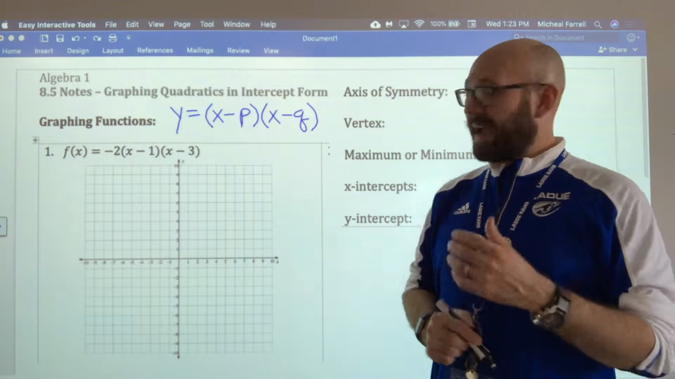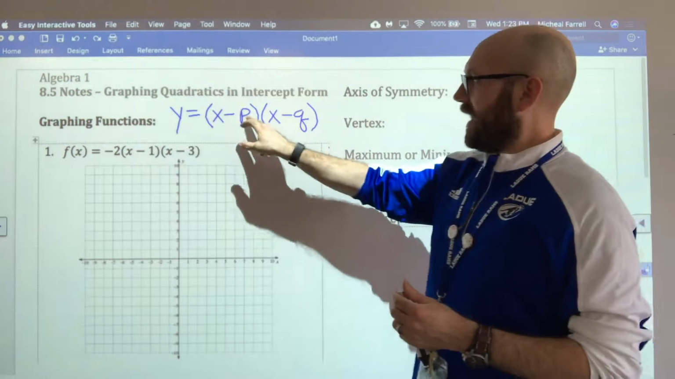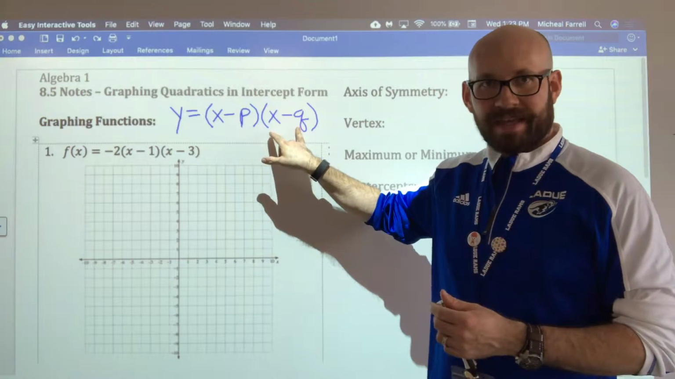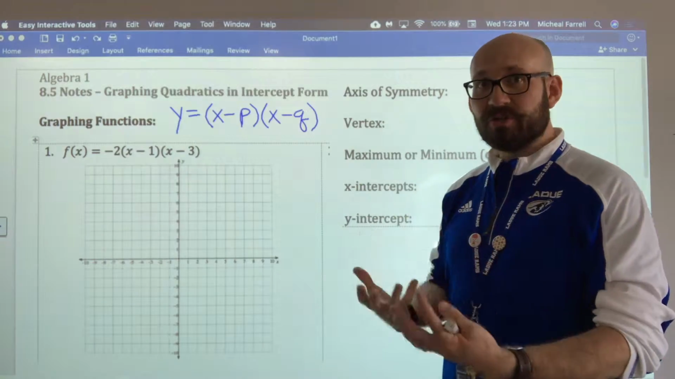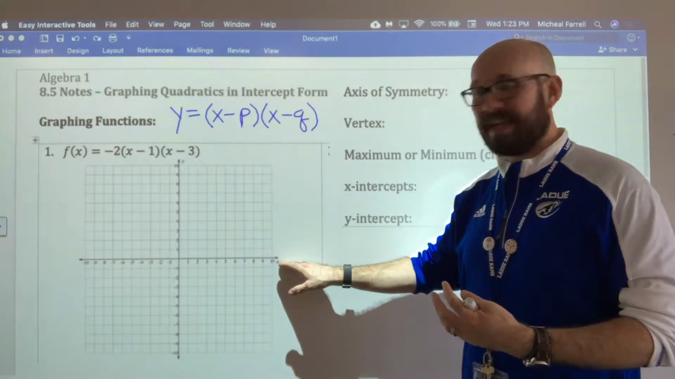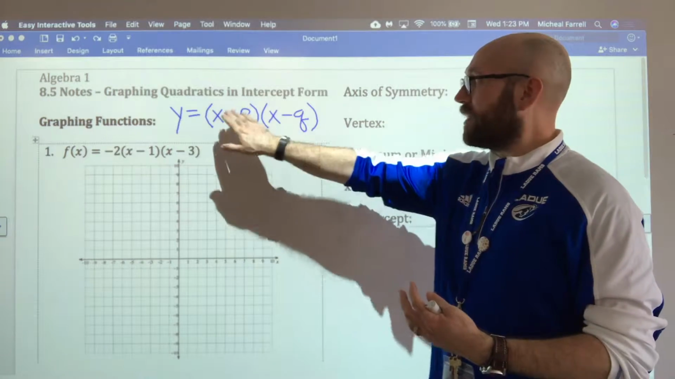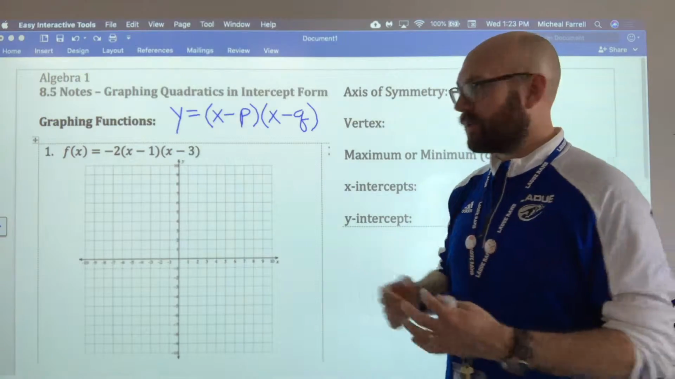This video is about graphing a quadratic equation when you're given the intercept form. We're going to look at the factored form of a quadratic and the zeros that it leaves behind. These zeros give us the solutions to the equation when y equals 0, and that's along the x-axis. So whatever makes these factors equal 0, that gives us our intercepts.